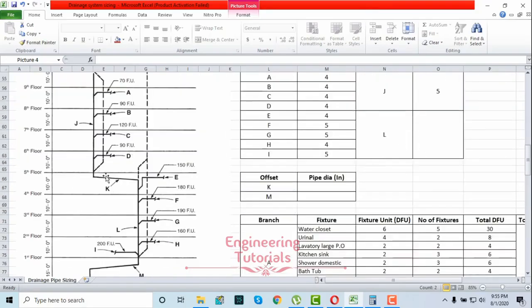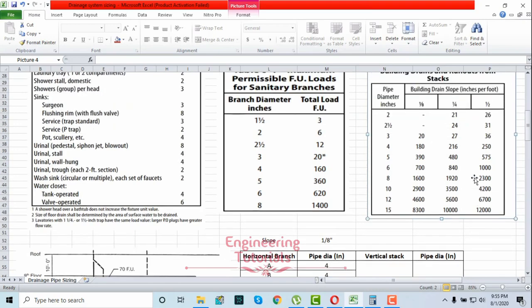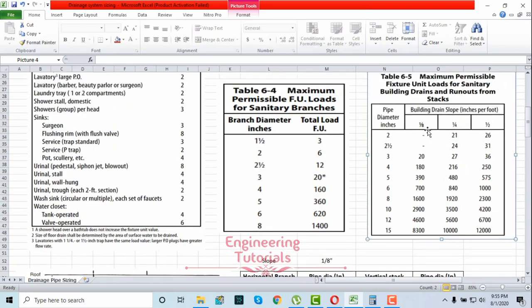So how many fixture units do we have here? Same A, B, C, D, you need to sum up all these branches, that is 370 fixture units over here. So 370 fixture units with 1/8 inch slope, it is in between 180 and 390. You will go for the higher value, 390. So for 390 with 1/8 inch slope, you will find 5-inch pipe diameter.